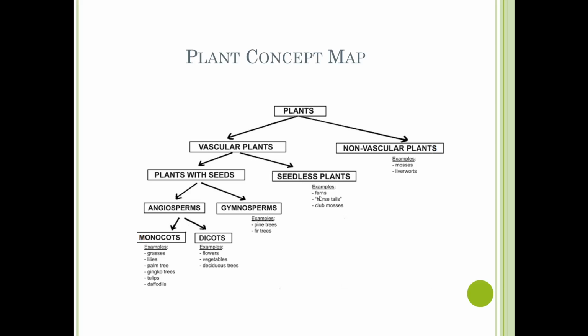And we have examples listed here under seedless vascular plants, and those are going to be ferns, horsetails, and club mosses. So I'll go through those plants with you, some of which I'm pretty sure that you're going to be familiar with.